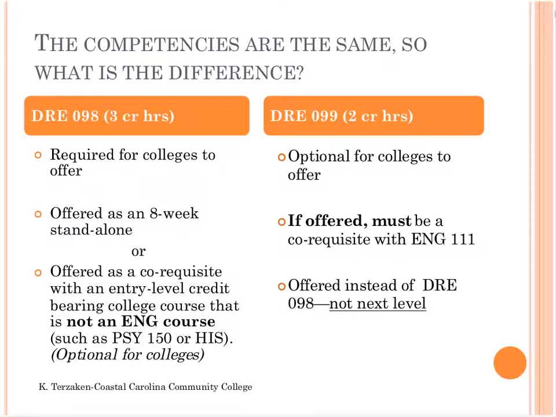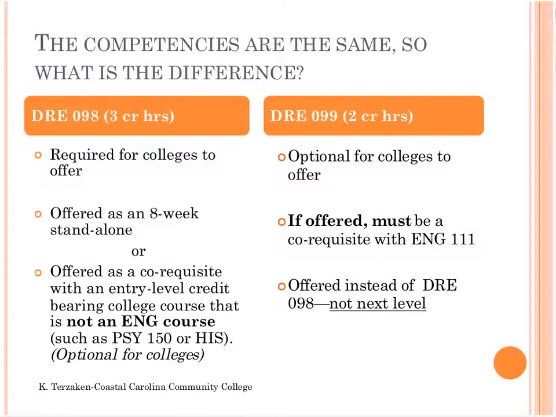Now, in terms of DRE 99, a lot of people ask, well, okay, the competencies look the exact same. What is the difference? First of all, the reasoning for the competencies being the exact same is that whenever we went to draw up the competencies for 99, we said, okay, this is a co-requisite with 111. What are the state competencies for 111? Well, there aren't any yet. I'm sure some will be coming out soon, but we don't have that information yet.